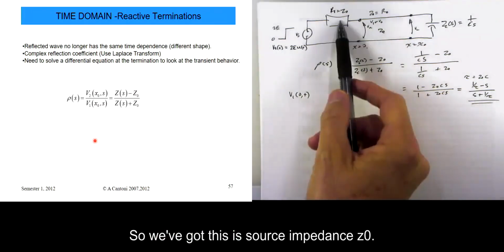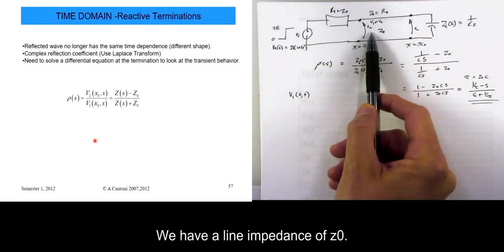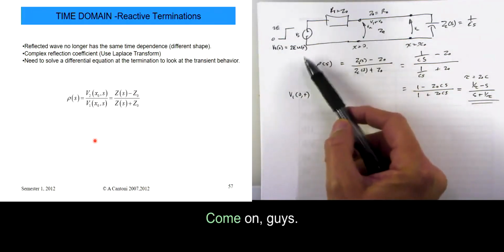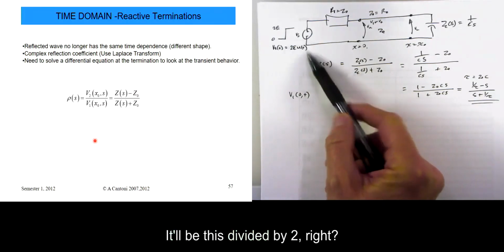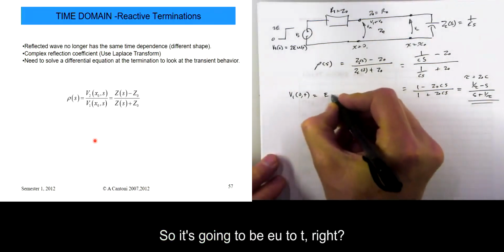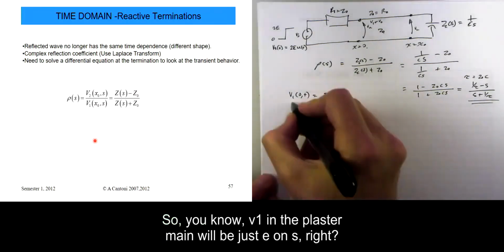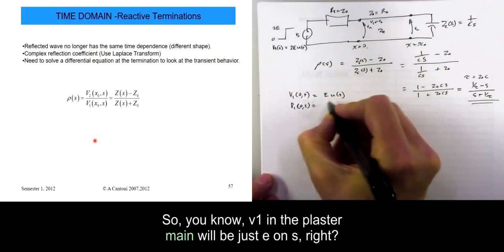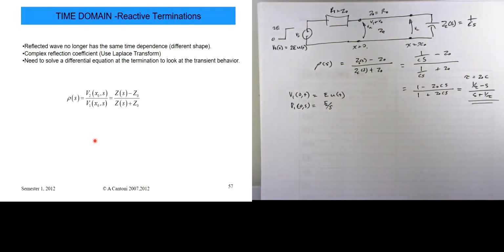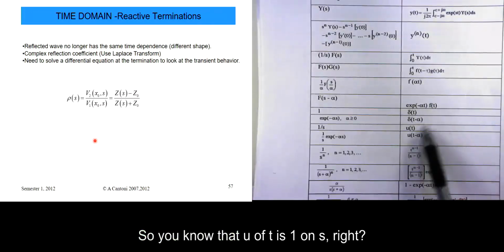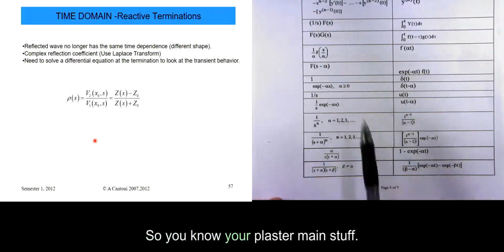We've got a source impedance Z0 and a line impedance of Z0. So what's that going to be? Come on, guys. Yeah, it'll be this divided by 2, so it's going to be E u of t over 2. So V1 in the Laplace domain will be just E on S. You've got your tables here. You know that u of t is 1 on S, so you know your Laplace domain stuff.